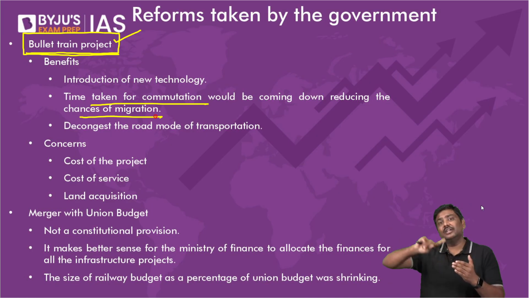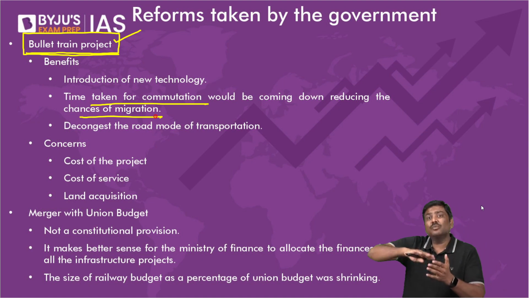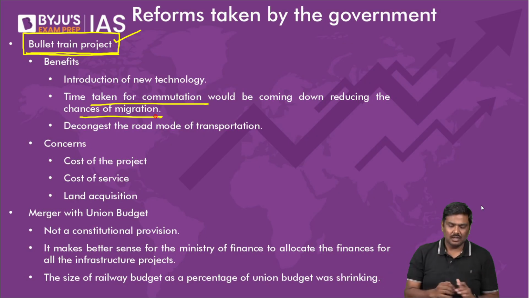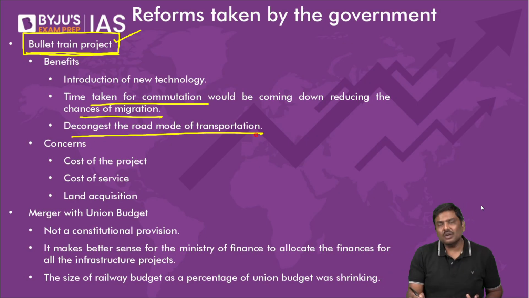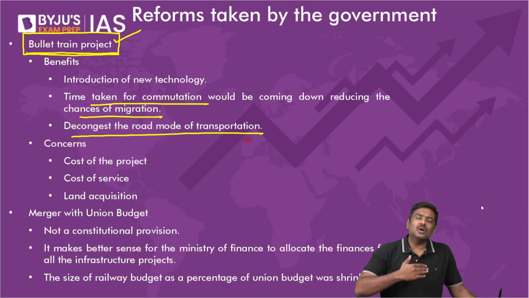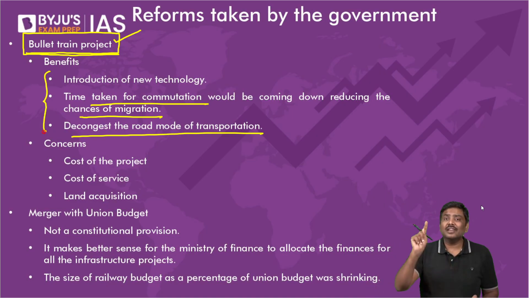It can actually lead to reverse migration. Workers might start moving out of these two populated cities into other regions as well. It can also decongest the road mode of transportation, because now it is much easier to transport or move using a bullet train project. So these are some of the benefits that we can expect from such a project.